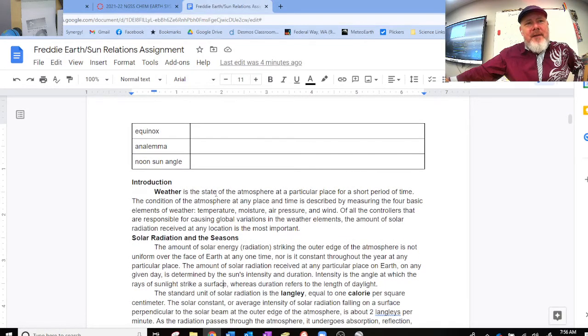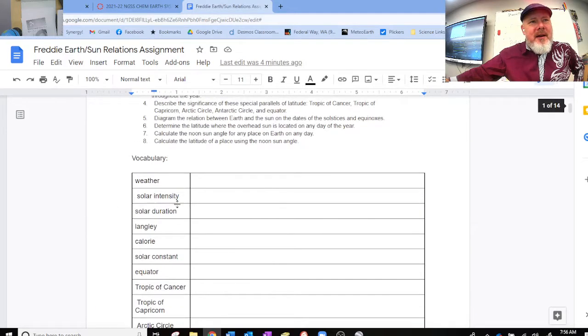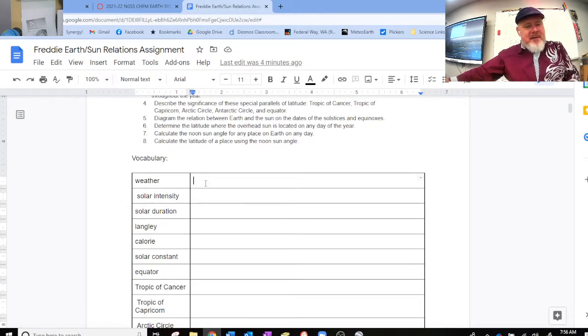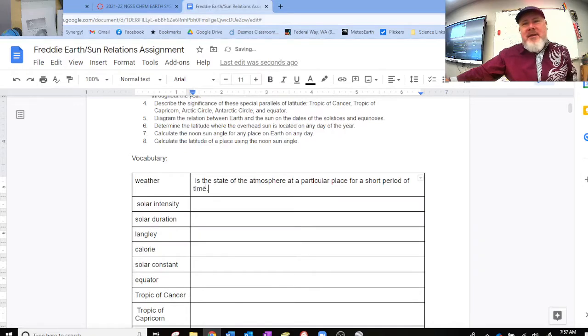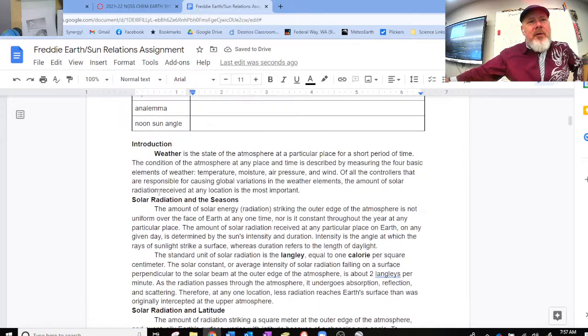For example, weather is the state of the atmosphere at a particular time, a particular place for a short period of time. Since this now is a document, I used to tell people just to copy it from Word to Word. Now you can just copy and paste. So you can hit copy and then go up here and hit paste. And then that vocabulary word is done. Okay. So you go through, you need to read this.